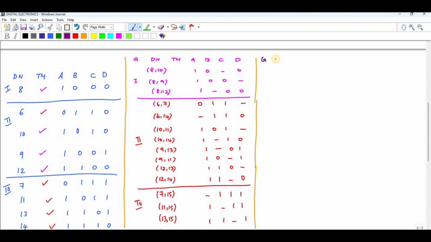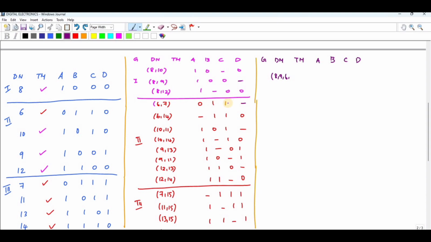This is your group, this is your decimal number, and this is your tick mark, A, B, C, D. Now you have to compare the first and second group element. You have to check only the dash, where you are having a dash. You can see in 8, 9 and 6, 7 you have a dash, but more than one bit is changing, so you should not consider this one.